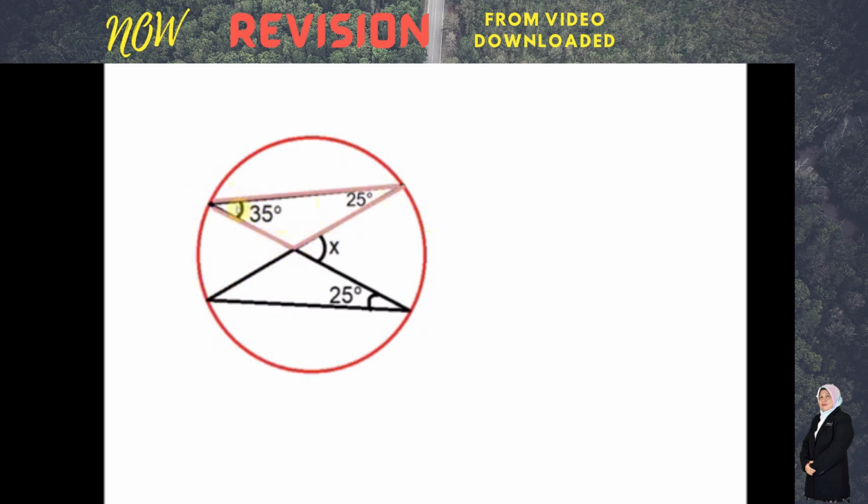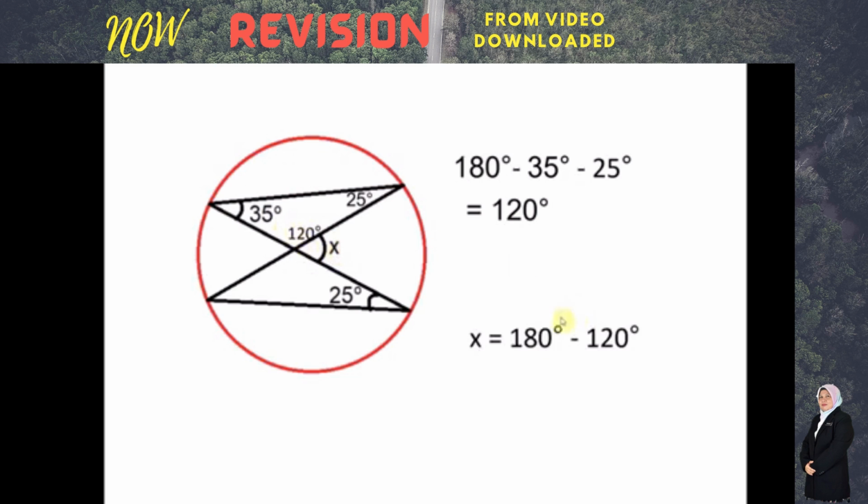So now we look at this pink line triangle. We learned before that the total of angles in a triangle is 180. So if you want to find this angle, we take 180 minus 35 minus 25, and you can find this angle. 180 minus 35 minus 25 is 120. So we know that here is 120. And since this is a straight line, if you want to find x, you take 180 minus 120 here. So 180 minus 120 is 60.